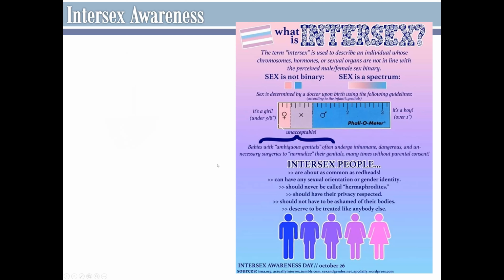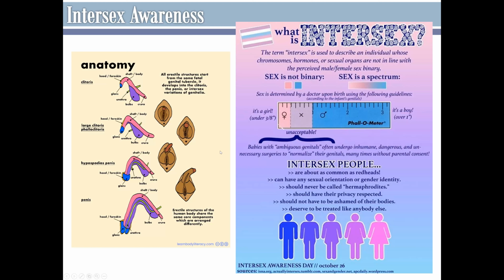Intersex people are about as common as redheads. They can have any sexual orientation or gender identity. They should never be called hermaphrodites. They should have their privacy respected. They should not have to be ashamed of their bodies, and they deserve to be treated like anybody else.